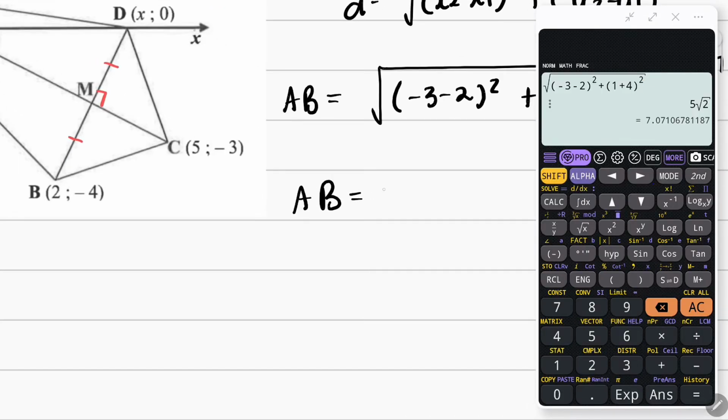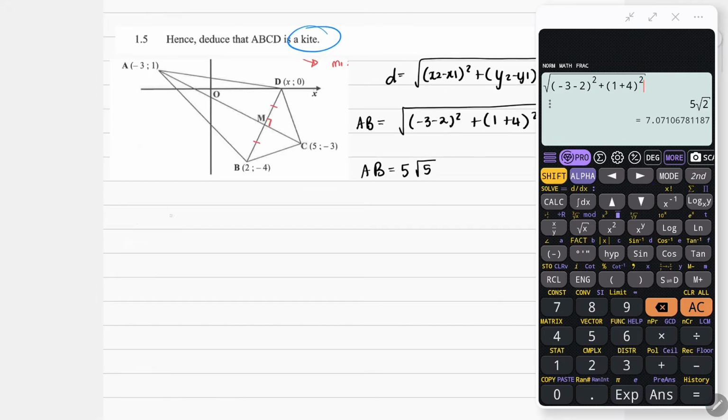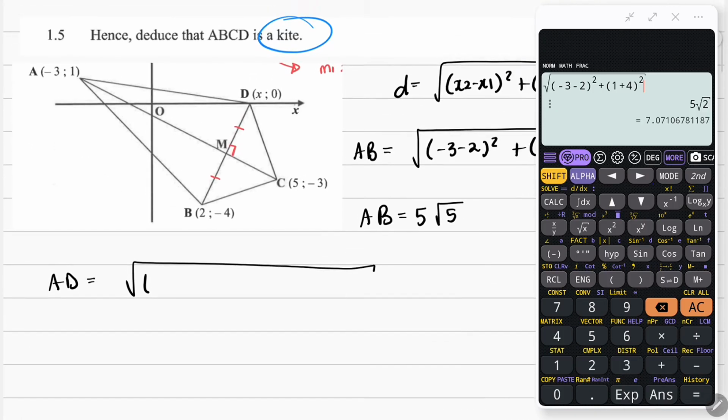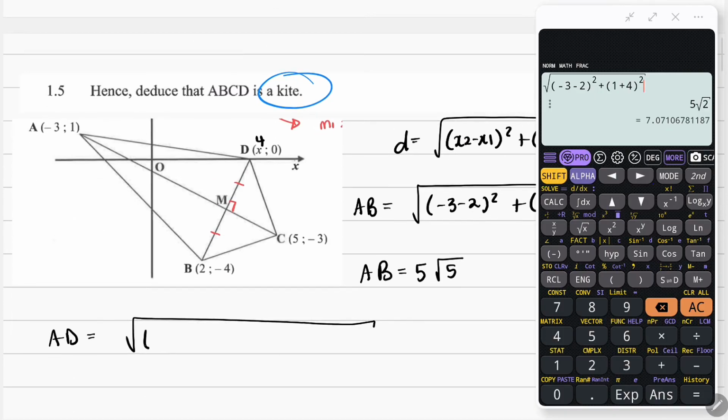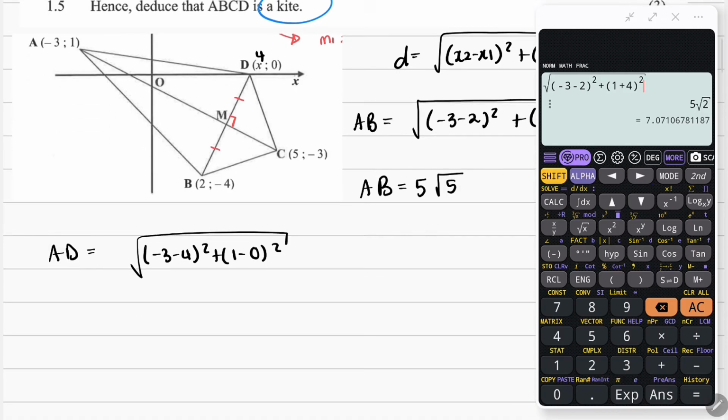Okay, and that is 5 square root 5. And let's go ahead and find AD. So AD, and we're just going to use the same formula again. So x2 minus x1, AD, that's going to be, we know this now, the x value is 4. So just keep that in mind, that is 4. And so negative 3 minus 4 all squared plus, and we have 1 minus 0 all squared. Okay, so like that. And let's just substitute.